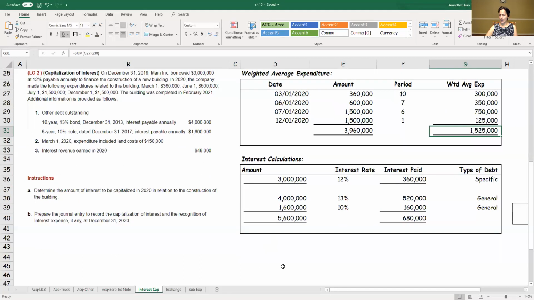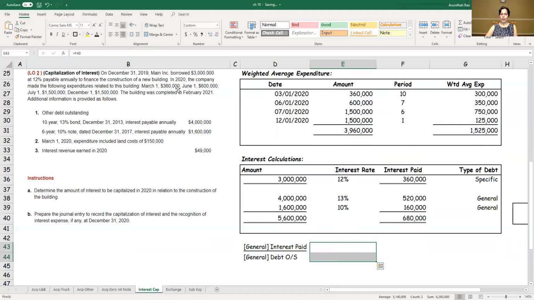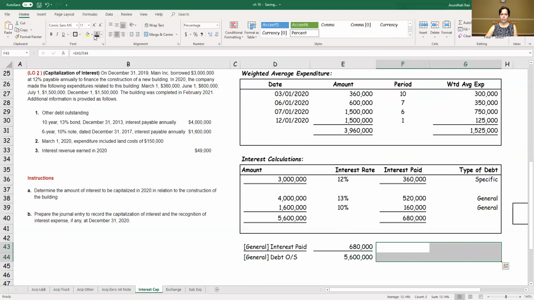So I don't need to do this next calculation I'm going to show you, but I would like to show you the calculation so that you know how to work through it. So if I was asked, what is the weighted average interest rate? Weighted average interest rate is interest paid on the general debt divided by the total debt that I have. In this case, my general debt is 5.6 million. The interest on that is 680,000. So the weighted average interest rate is 12.14%. That's a weighted average interest rate.